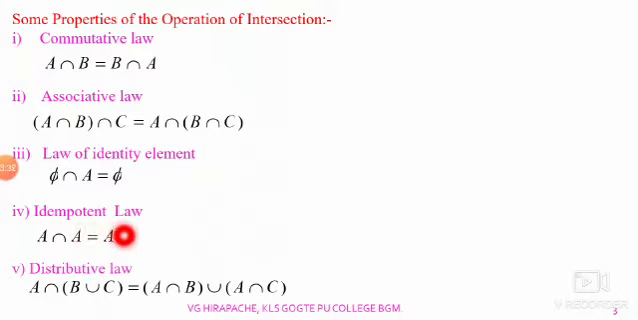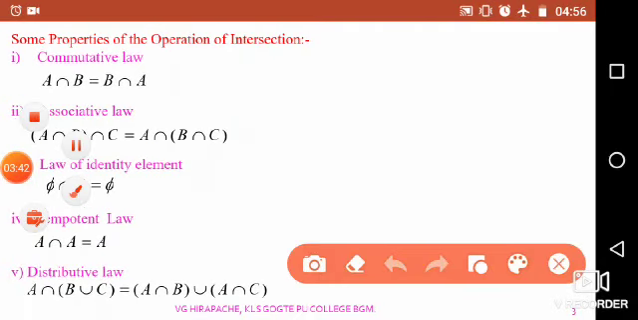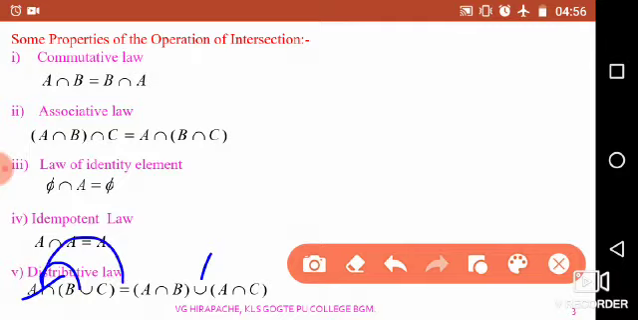In addition to this, we have one more different law in case of intersection. That is, A intersection (B union C) is always equal to (A intersection B) union (A intersection C). Such a law is called distributive law.